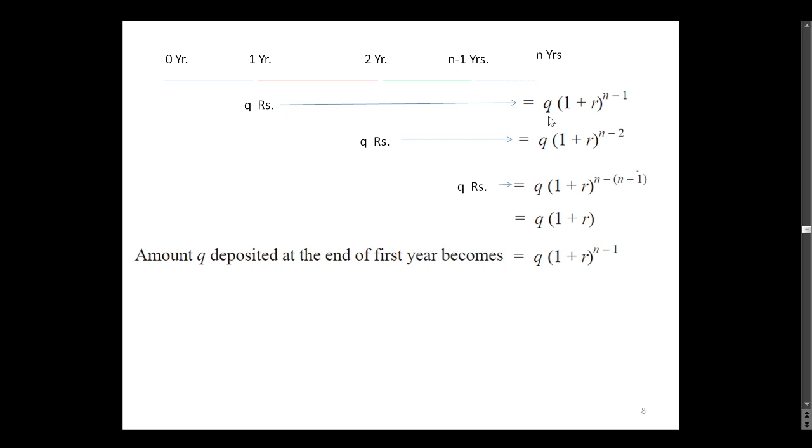For the rest of the years, interest will be earned. So the years counted will be 1 year less, that is N minus 1 year. For the N minus 1 year, the interest will be earned.